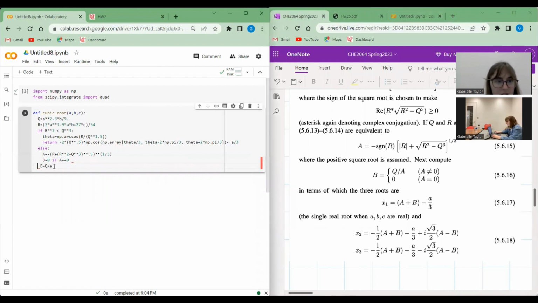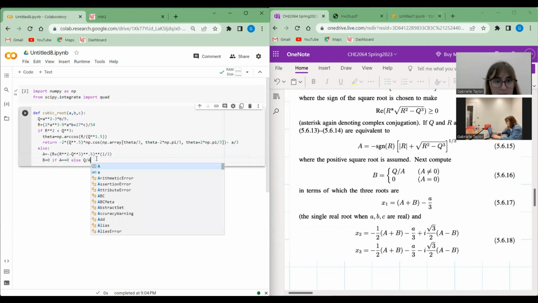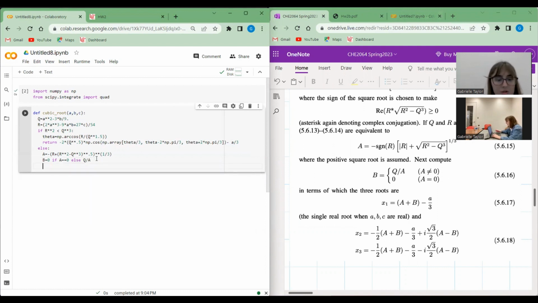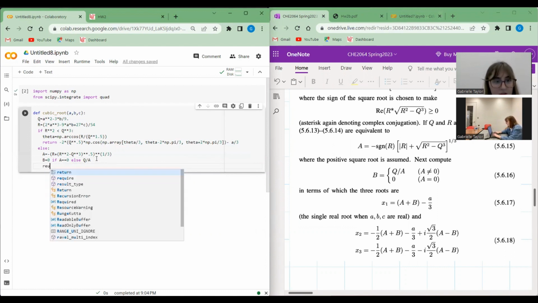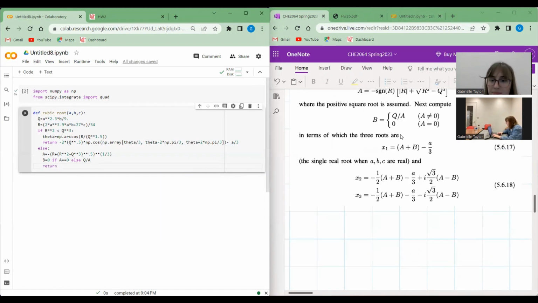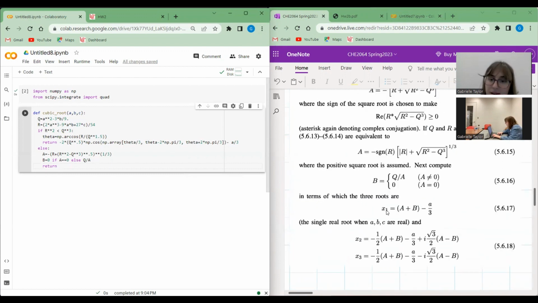There shouldn't be any else in there, and there shouldn't be a b. Okay, else, then that a is also. So now what we want to do is we want to return x1 equals a plus b minus a divided by 3. So let's write this out.